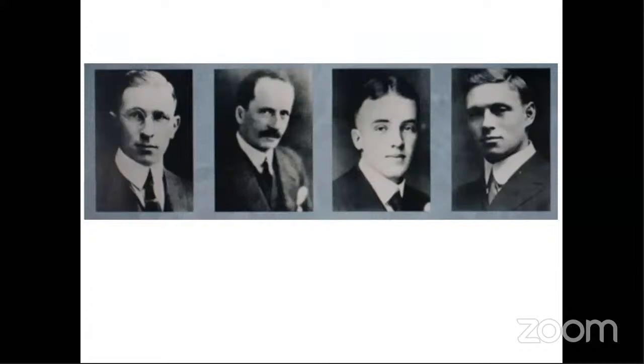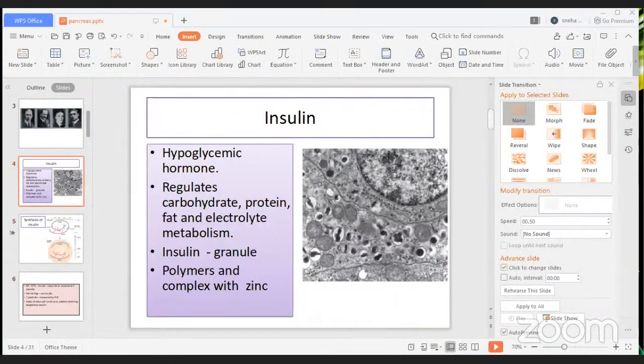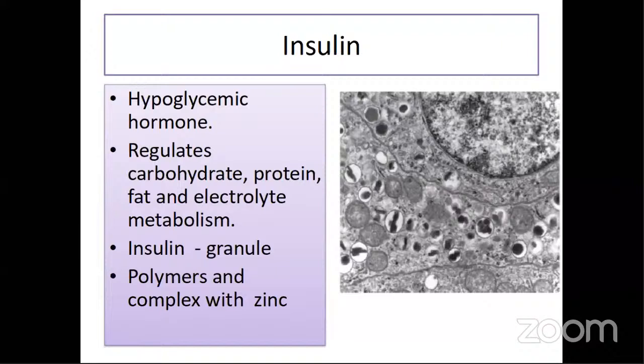Okay, so now in today's class we will be mainly discussing insulin. So what is the peculiarity of insulin? It is a hypoglycemic hormone.